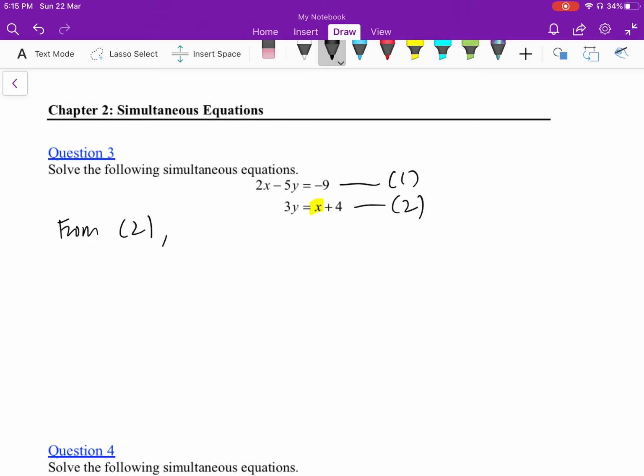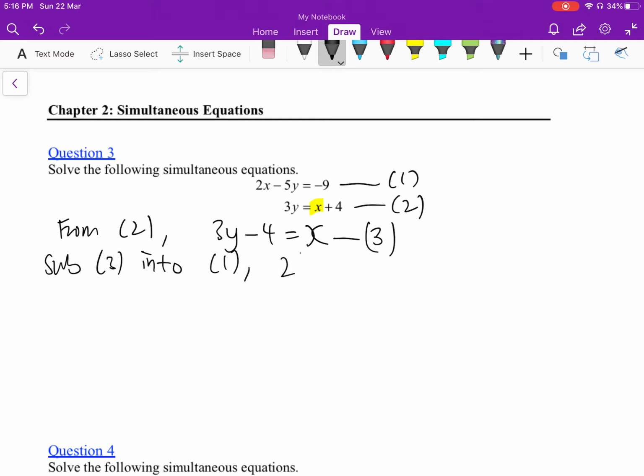So from equation 2, I will shift the 4 to the left, so 3y minus 4 equals x. With this, I have isolated x, and x equals 3y minus 4. So this will be equation 3. I just need to sub 3 into 1 now to get rid of my x.